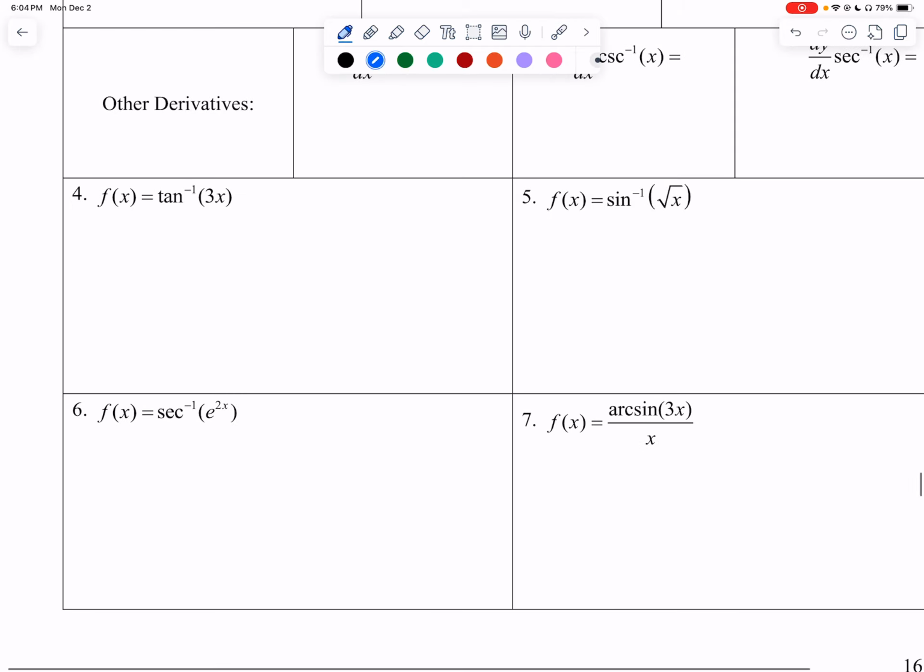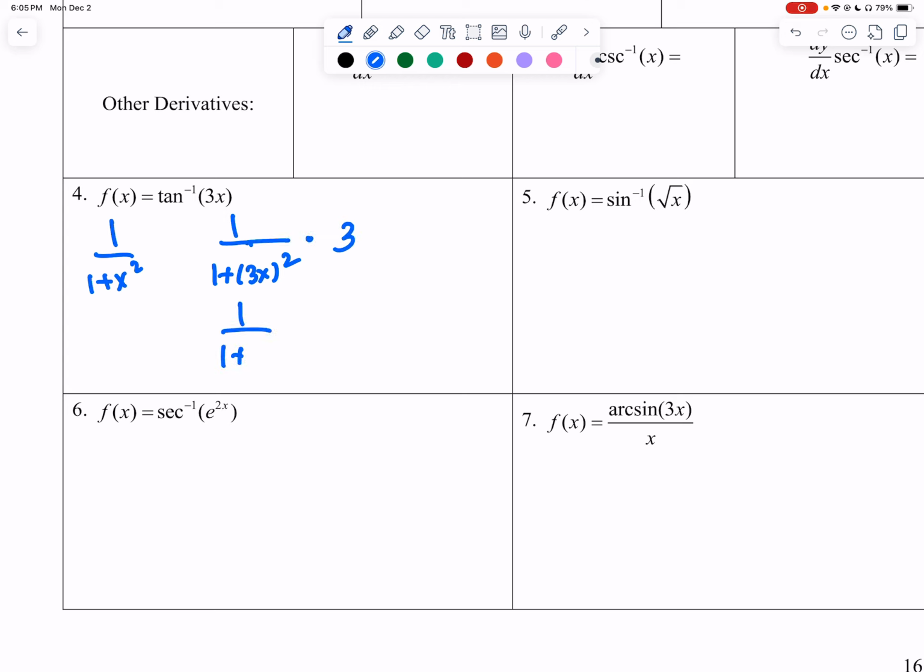For number 4, we are finding the derivative of inverse tangent of 3x. So remember that it's just going to be 1 over 1 plus x squared, where your x is going to represent your argument. So in this case, I have 1 over 1 plus (3x) squared, and then you have to use chain rule, so I have times 3. And if I were to simplify this, I'm going to get 1 over 1 plus 9x squared, times 3.